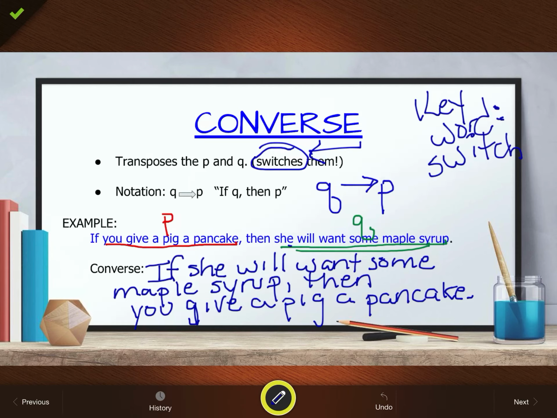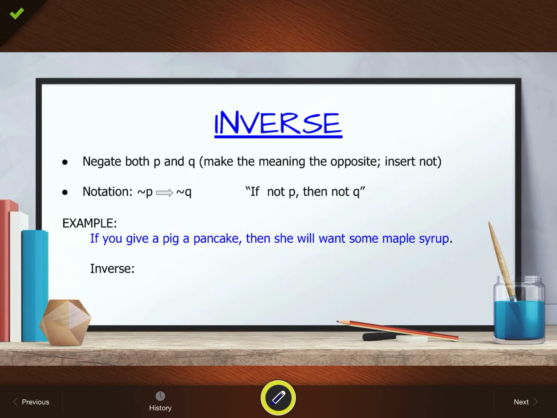The next type of conditional statement is inverse. And inverse has a different meaning. Inverse means negate both your P and your Q. Negate just means you take your hypothesis and you take your conclusion and you make it mean the opposite. Now, that may sound a little confusing, but most of the time it means you're just going to insert the word not into your sentence. And again, it'll make more sense in just a minute when we look at the example.